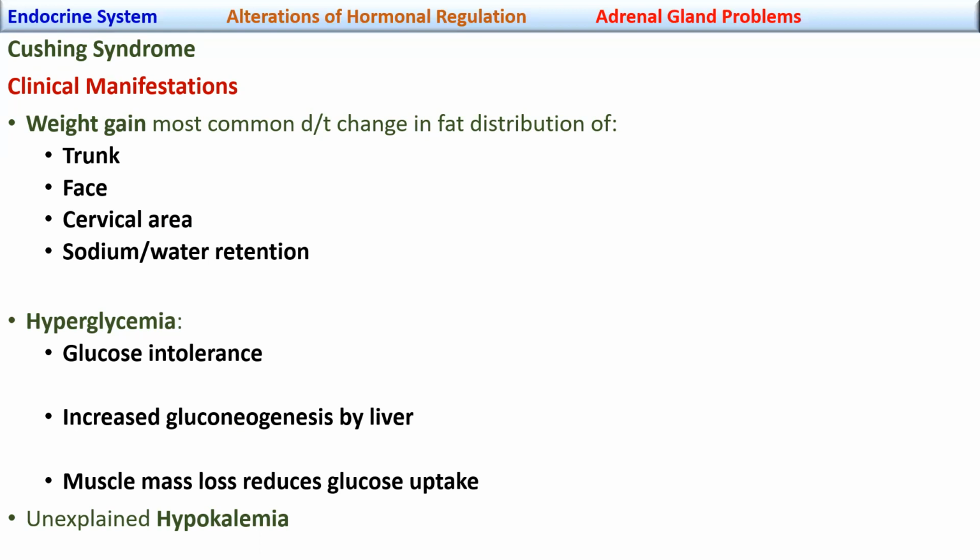Another reason for hyperglycemia is muscle mass loss, which reduces glucose uptake. So with the loss of muscle mass, there is a reduction in glucose uptake, and that would lead to hyperglycemia. And we said there is hypokalemia, but it's unexplained, but part of that could be related to that.